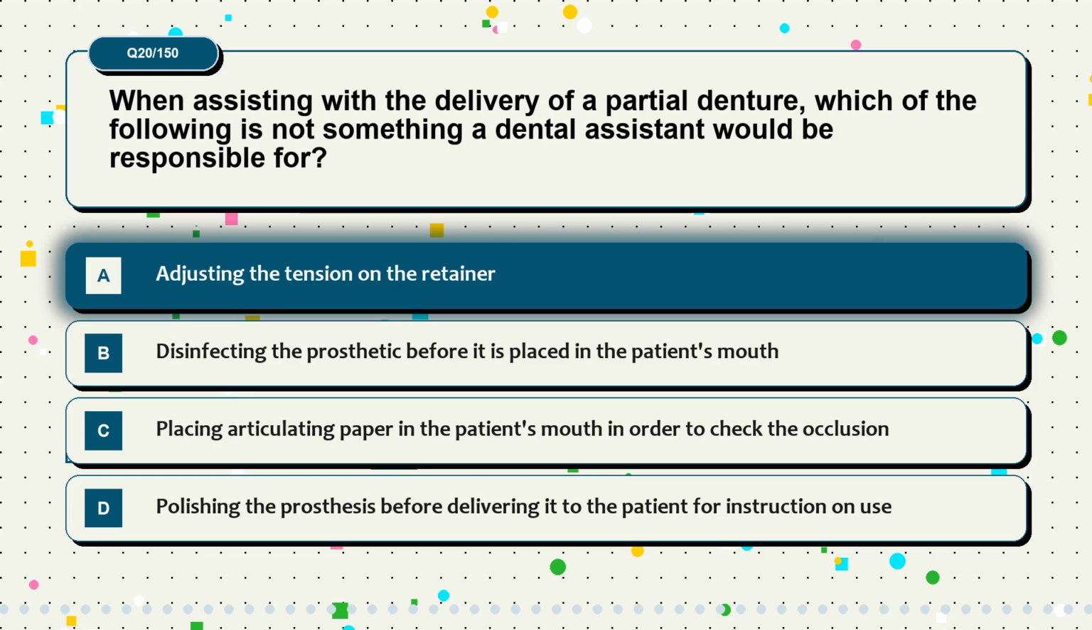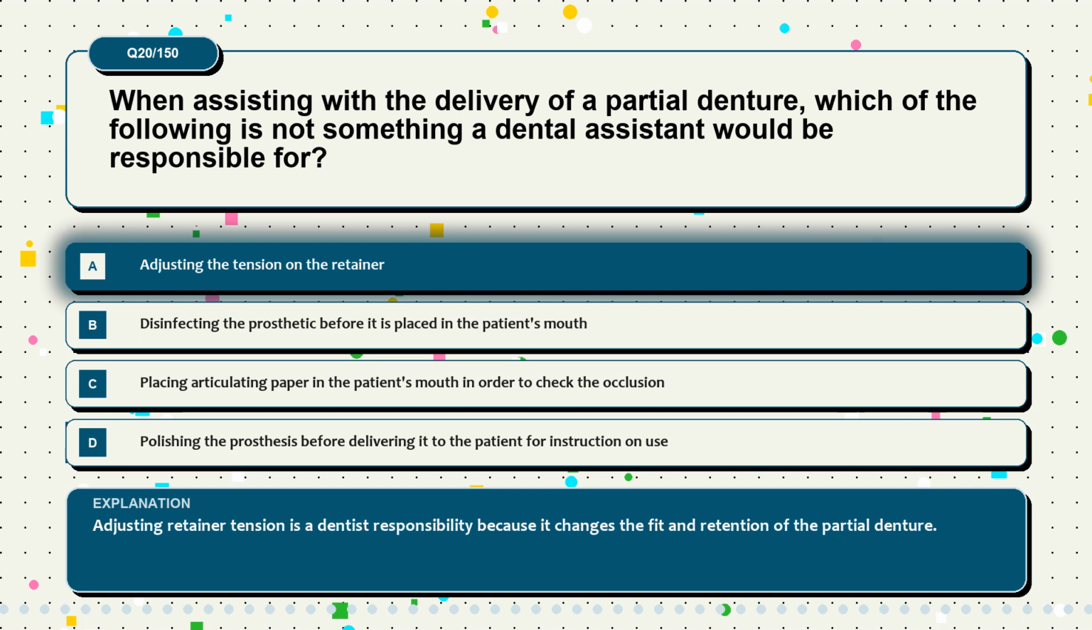The correct answer is option A. Adjusting the tension on the retainer. Adjusting retainer tension is a dentist's responsibility because it changes the fit and retention of the partial denture.